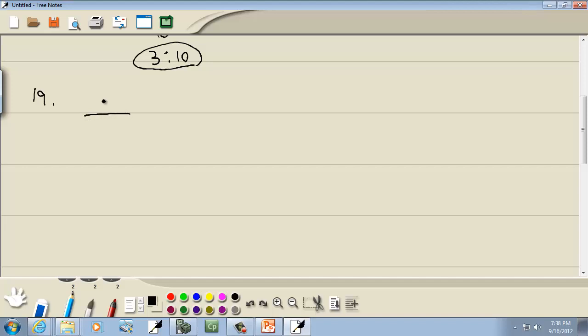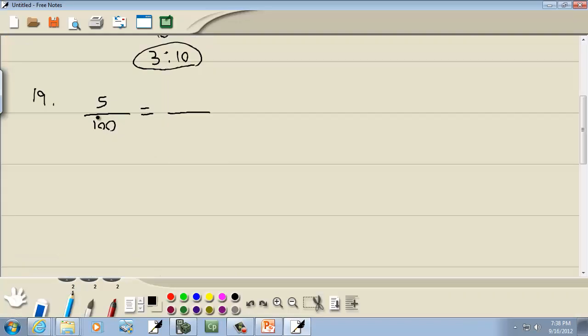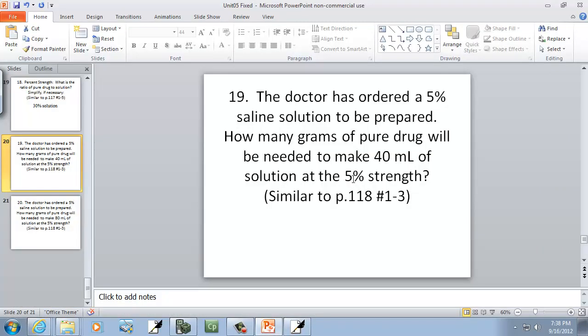Well, 5% solution. That's 5 over 100. That's what we just looked at up above. I could simplify that if I wanted to, but I'll just do the equals. So down here's our total. And so this is going to be our total. And then this right here is going to be the drug part. So it says, and this is a little bit different, how many grams of pure drug will be needed to make 40 milliliters of solution? Well, this was our total solution down here, wasn't it? So we're going to put 40 down here for our 40 milliliters.